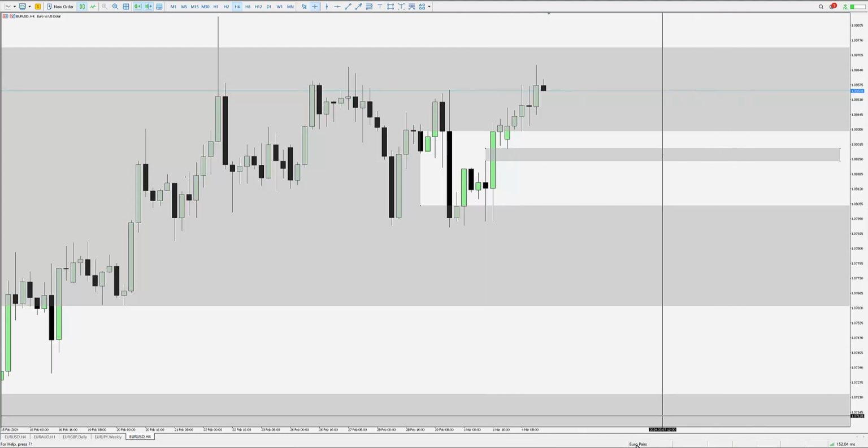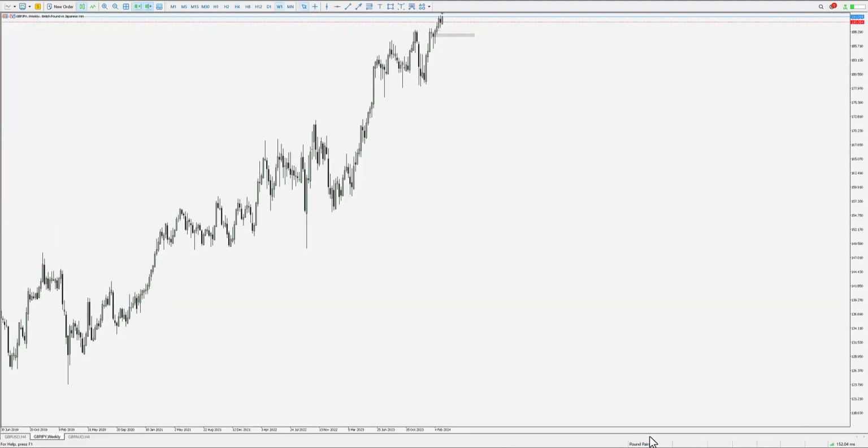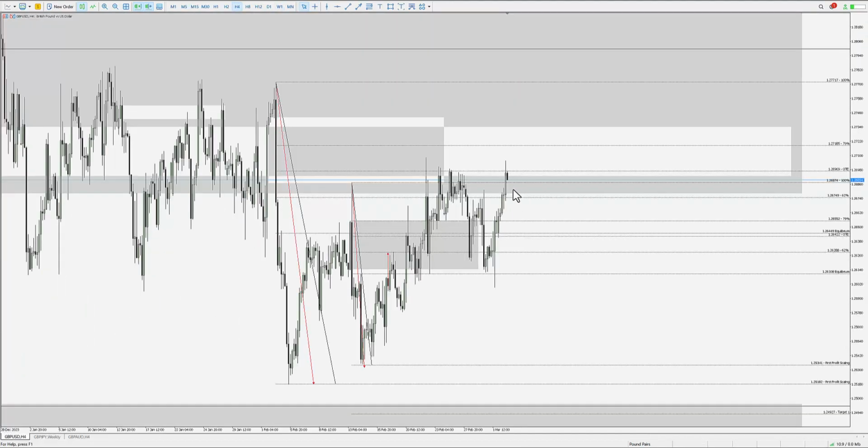Same applies with cable, Pound USD. You should expect price to continue with the uptrend.